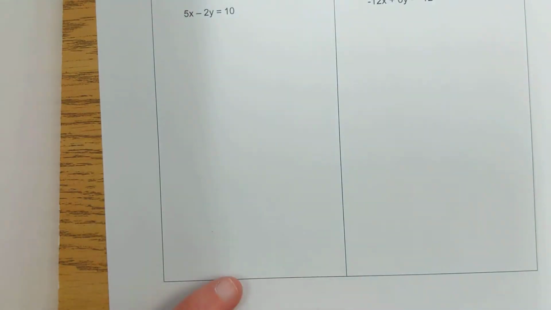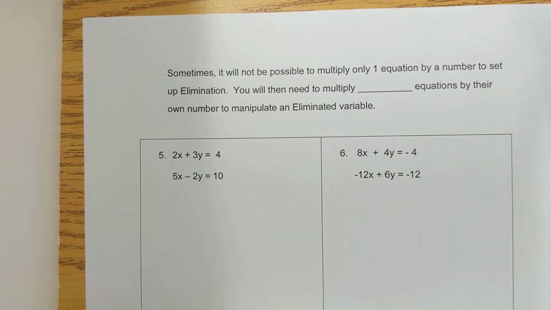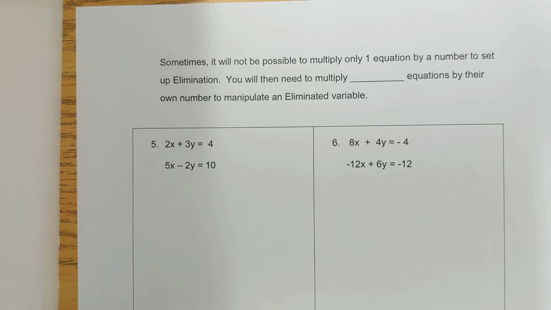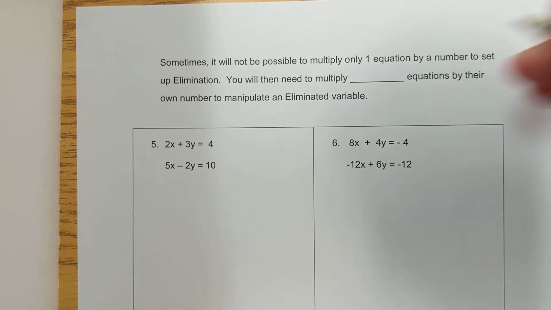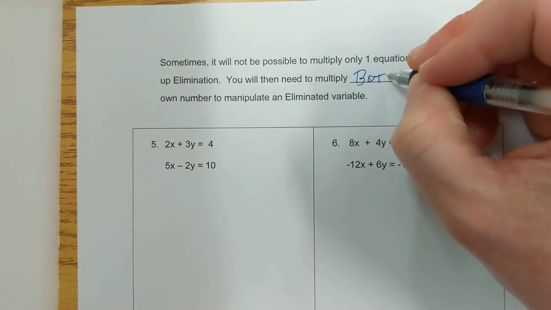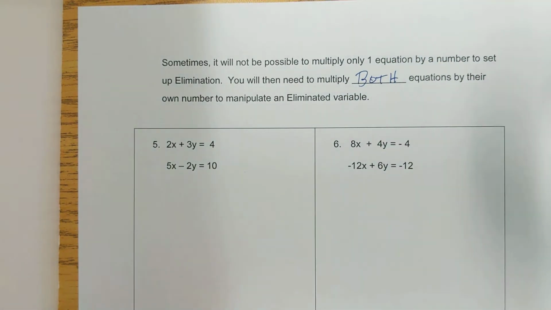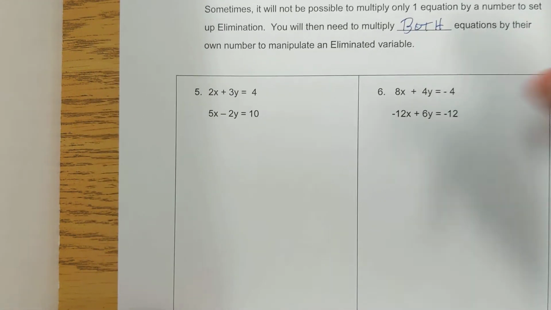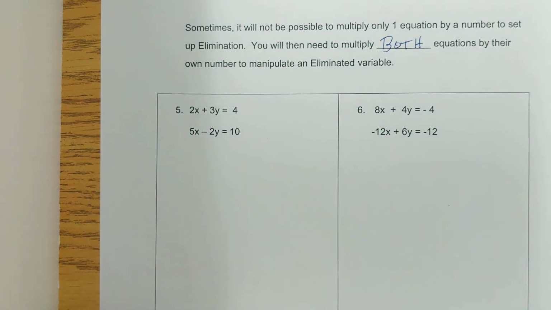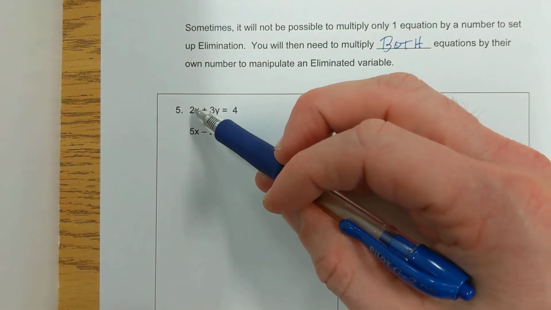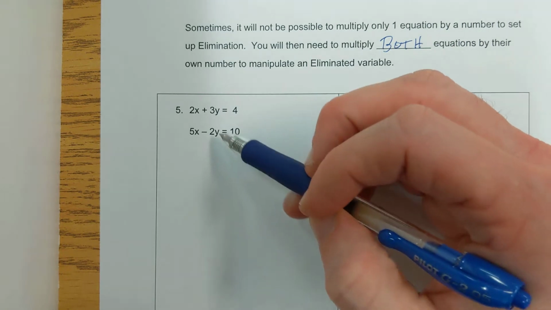All right, so now we're going to look at how sometimes it will not be possible to multiply only one equation by a number. So everything we did on that last page, we only multiplied one of them by a number. So this time we will need to multiply both equations by their own number to manipulate the eliminated variable, I should say. So we're going to have to multiply both the top and the bottom this time to make this work, because we look at the x's, we got 2 and 5. 2 doesn't go into 5.